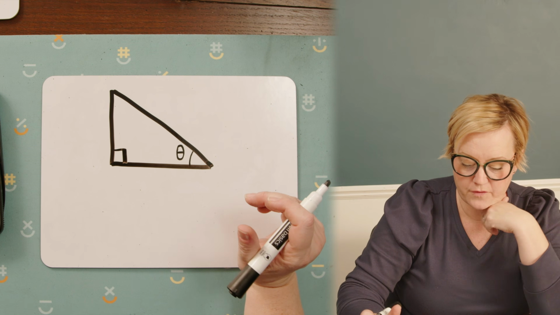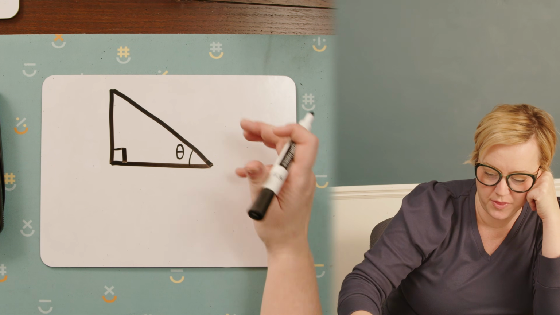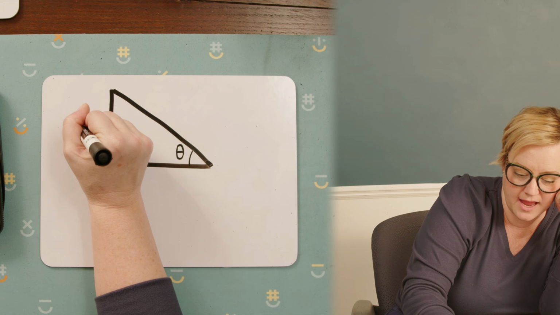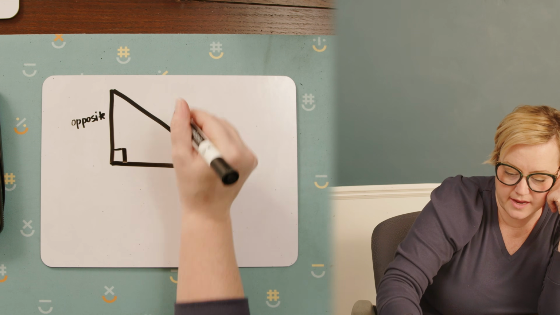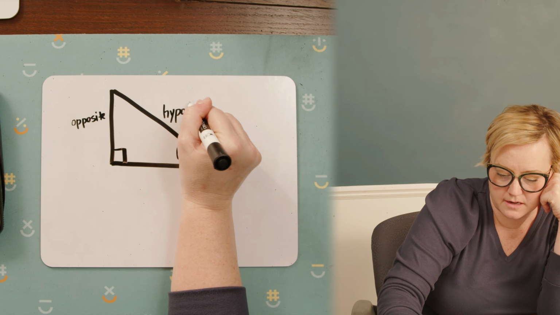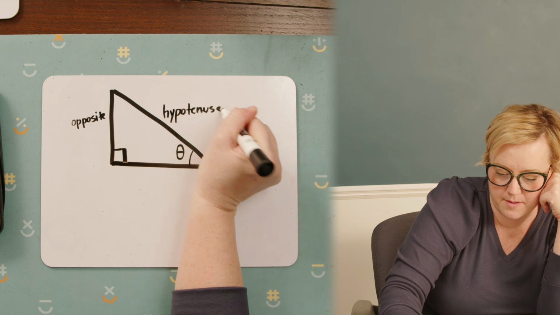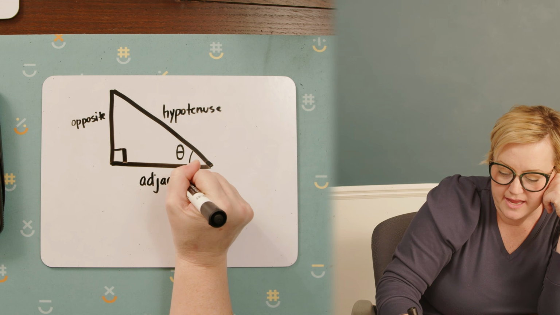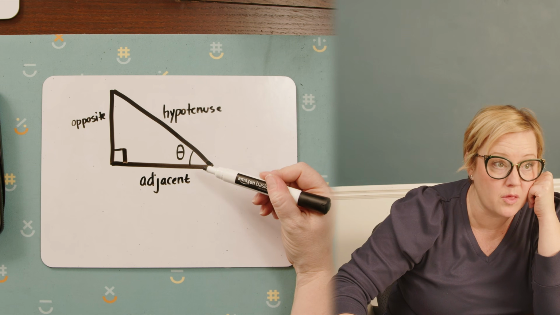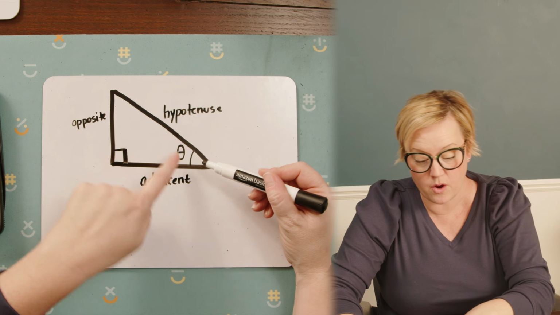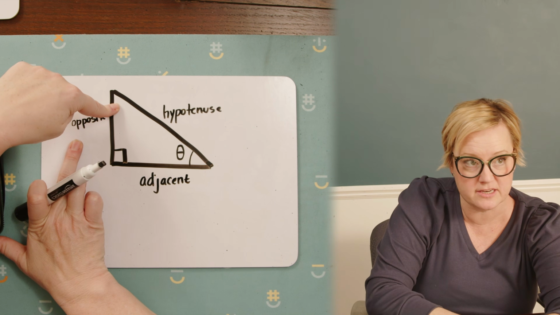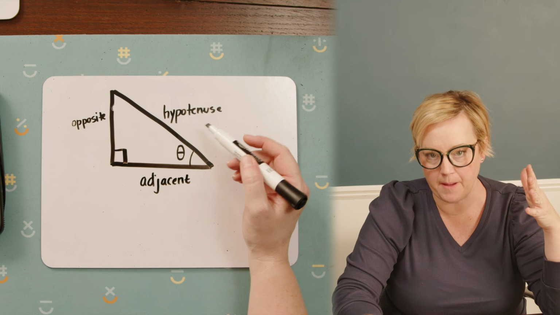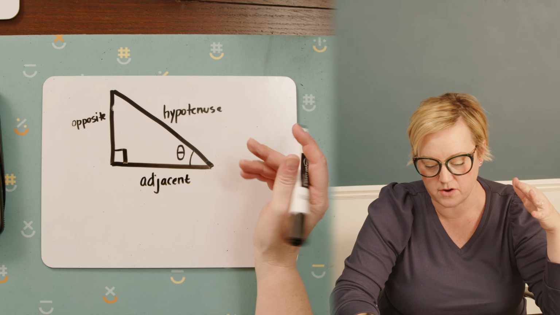So when you've got theta here, we call this side the opposite. This one is the hypotenuse. Probably nothing new, but that's the hypotenuse. And this one is called the adjacent because it is right by the theta. Now if theta were up here, this would be the adjacent and this would be the opposite. So this is always the hypotenuse. The hypotenuse is always across from the 90-degree angle.